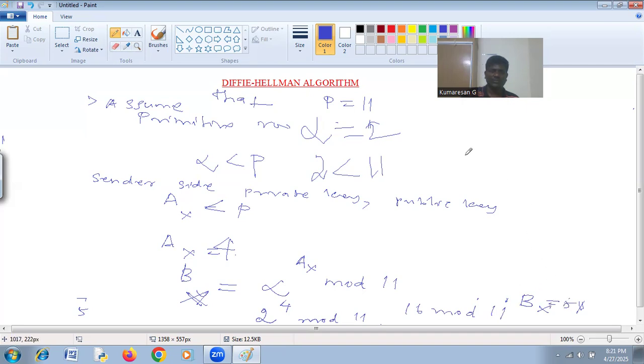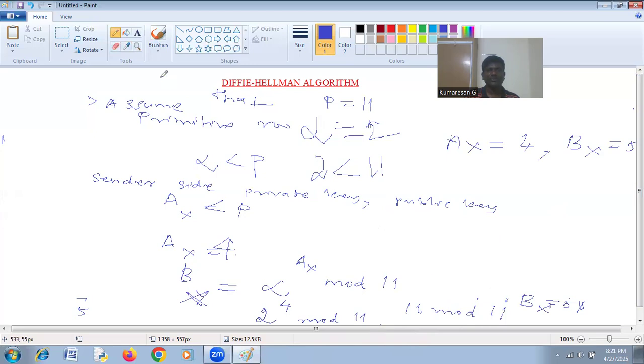Now we have calculated the user X private key as well as the user X public key. The user X private key is 4 and the user X public key is 5. This is the way we can calculate the sender side private key and public key.